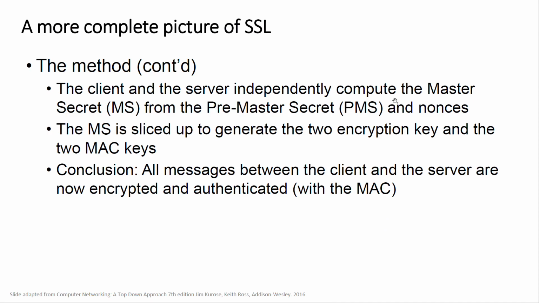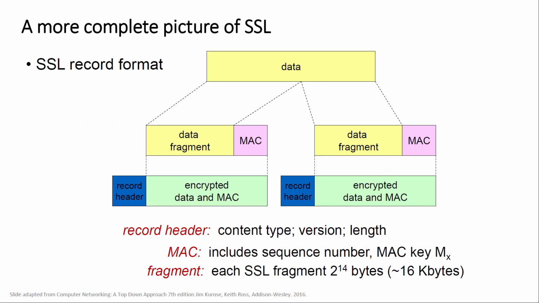The client and server independently compute the master secret from the premaster secret and nonces. The master secret is sliced up to generate the 2 encryption keys and the 2 MAC keys. Conclusion: all messages between the client and server are now encrypted and authenticated with MAC. Again, here is a picture, but think of this as TLS 1.2. This picture won't be valid for TLS 1.3.